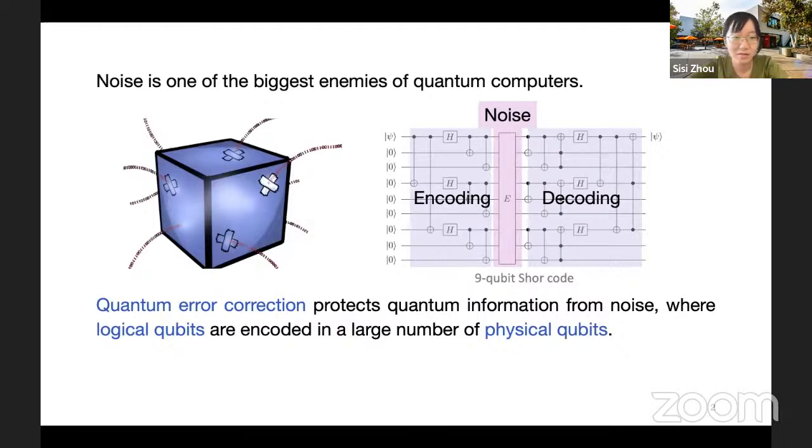It works in such a way that a bunch of logical qubits are encoded in a large number of physical qubits. For example, we can take a look at this 9-qubit Shor code here. One logical qubit is encoded into 9 physical qubits. And the decoding channel works in such a way that for any noise acting on this encoding channel, the effect of noise can be completely erased, which means that if the input state is psi in the logical qubit, then the output state should also be psi.